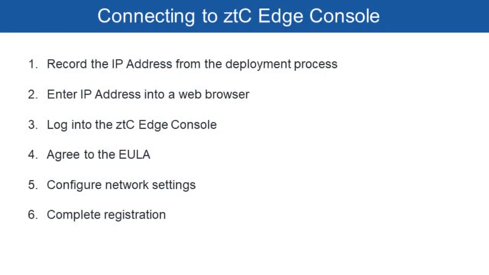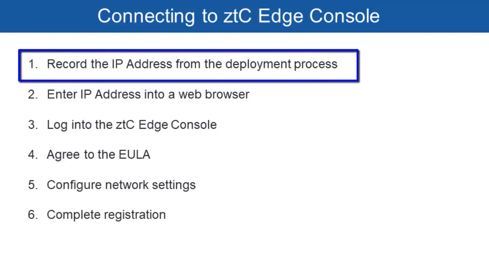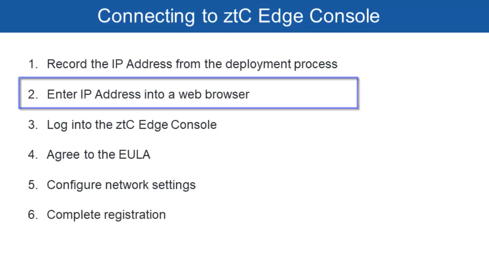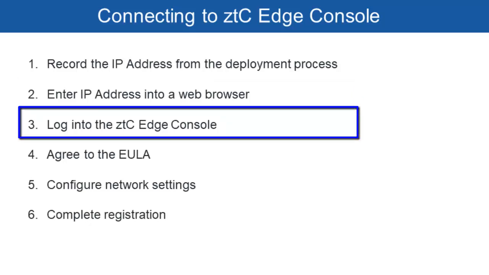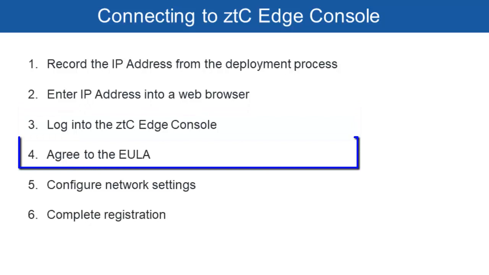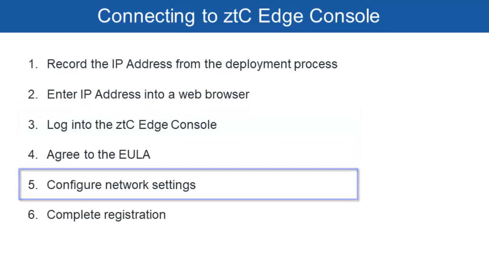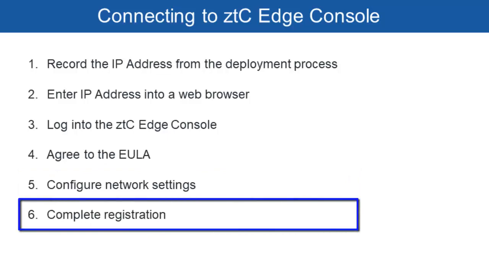To log on to the ztC Edge Console, you'll need to first record the IP address from Step 4 of the deployment process. Enter the IP address into a web browser, log into the ztC Edge Console, agree to the end-user license agreement, configure your network settings, and complete the registration process.